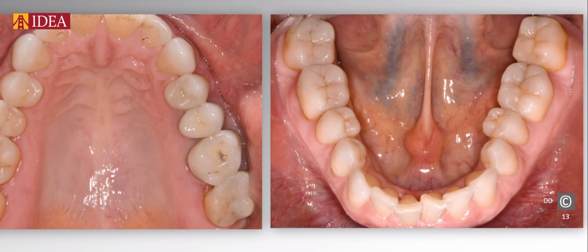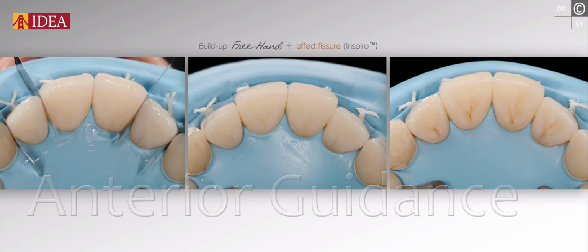So now you see the post-op treatment for the posterior teeth. And now, of course, we need to move to the next step, which is the compensation of the VDO increase on the front teeth. So here we also did freehand some direct veneers, which cover the palatal surface, protect the worn surfaces, and provide adaptation for anterior guidance and occlusion.